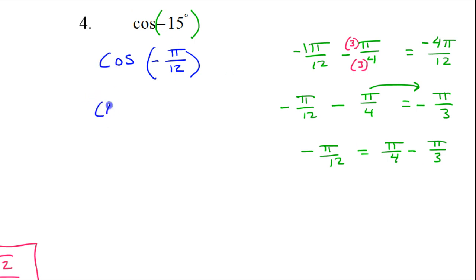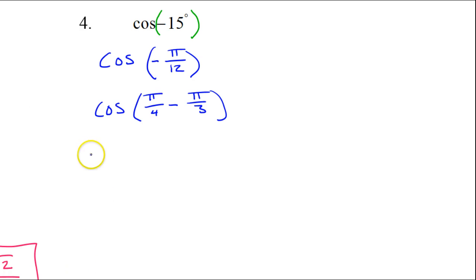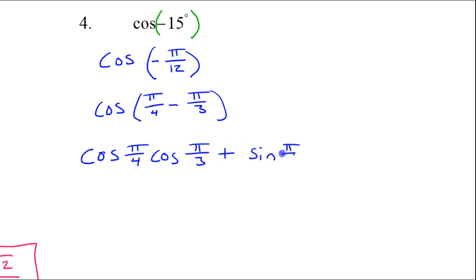So this would be the same thing as the cosine of pi over 4 minus pi over 3. All right, so I can do the rest of the problem from here. So it looks like I'll be using this bottom formula right here. Check it out. Okay, so here we go. So this can be written as cosine pi over 4 cosine pi over 3 plus, notice the sign change, sine pi over 4 sine pi over 3.